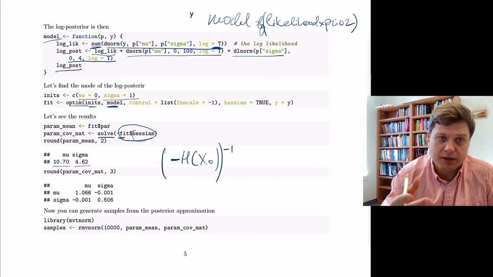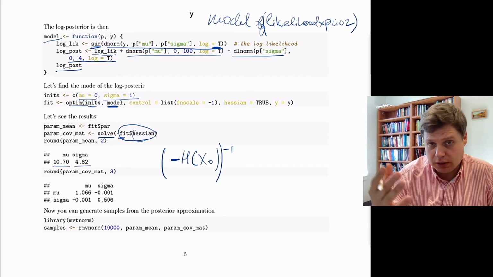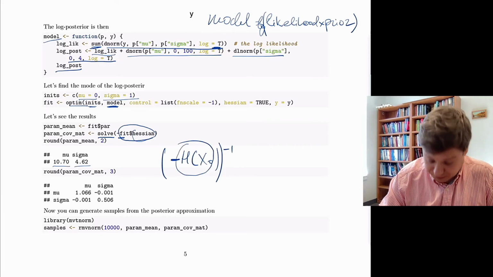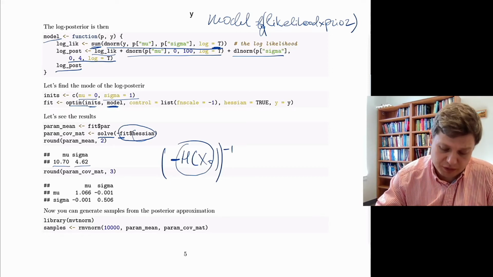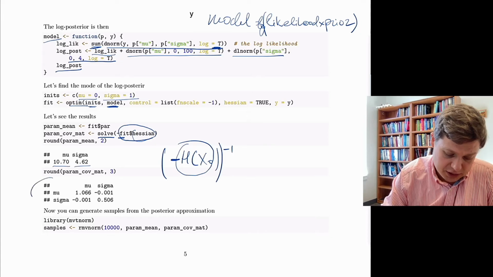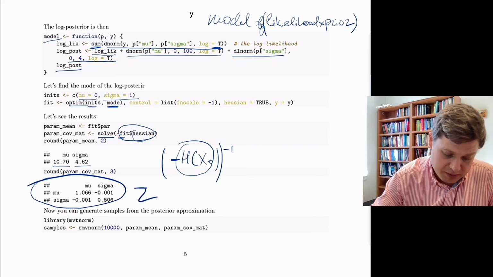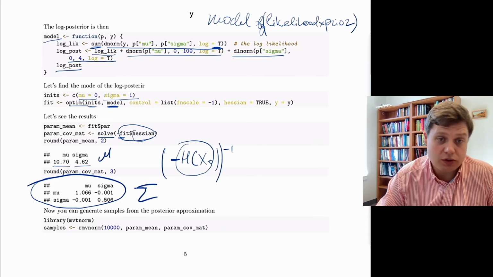So the covariance matrix is going to be the negative of the inverse of the Hessian. You remember the Hessian is a positive definite matrix, and the inverse is a positive matrix. So we invert the positive matrix. So that's our covariance matrix for the normal. And so we have everything we need. We have the covariance matrix, and we have the mu parameter. And now we're just going to sample from it.